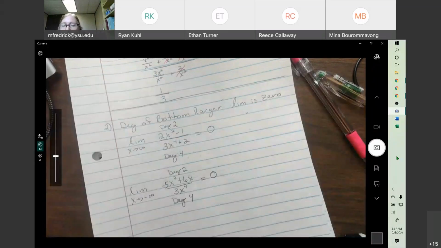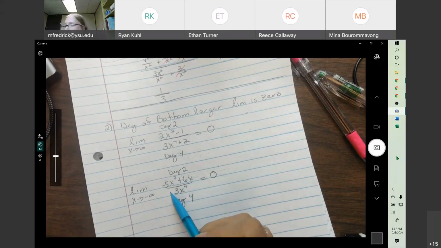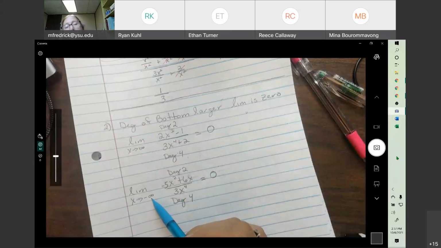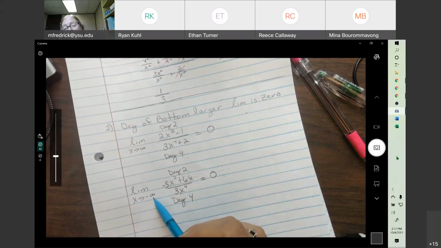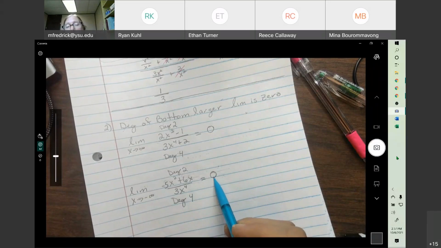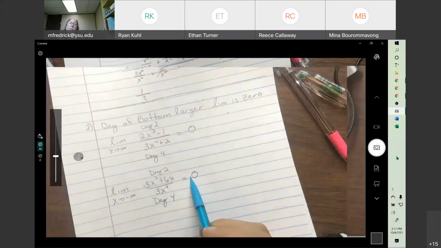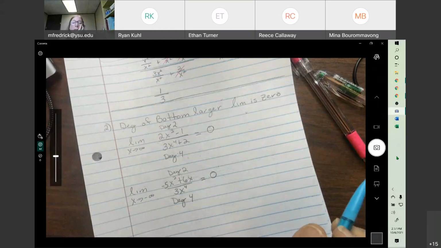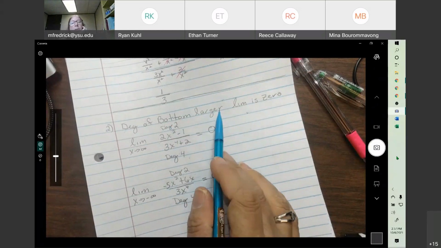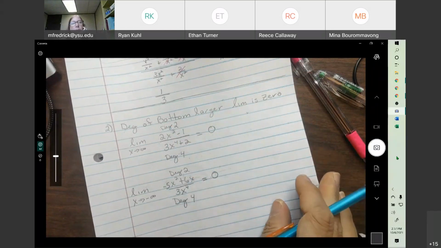Now on all of these, if you wanted, you could plug this into y equals, and then go to your table and start plugging in, in this case, large negative values. And the larger your negative value is, the closer this will get to 0 until it finally rounds to 0. Any questions on it? So if the degree of the bottom is larger, it's just 0.